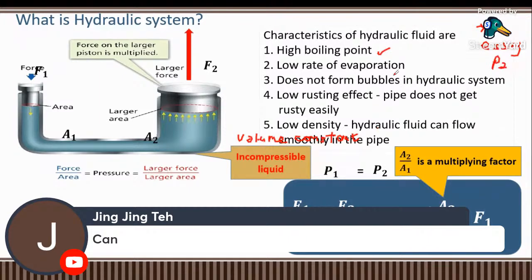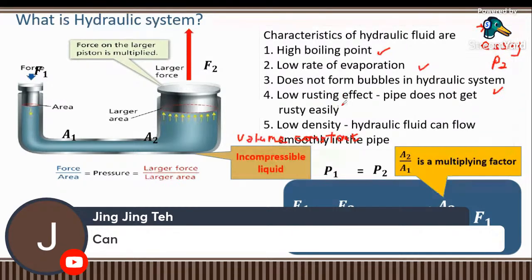Low rate of evaporation, so that the volume of liquid does not need to be topped up from time to time, meaning the volume remains the same in the hydraulic system. Does not form bubbles. Once there is a bubble, the pressure will no longer be transmitted uniformly, because some of the pressure will be used to compress the bubble. So we don't want bubbles to exist in the liquid.